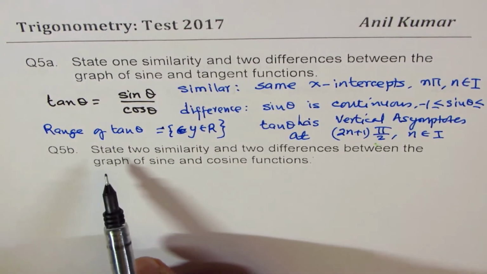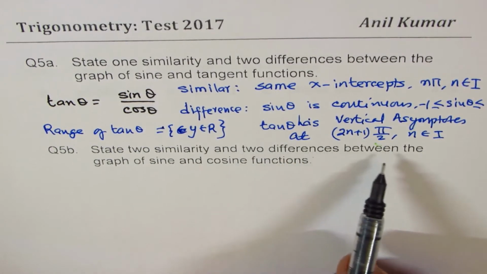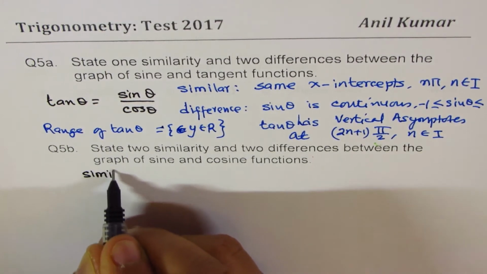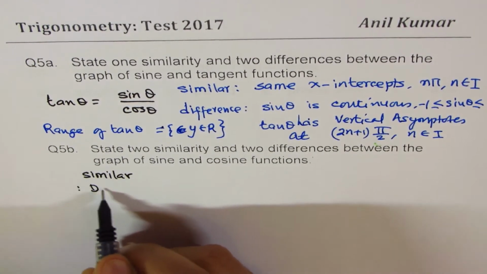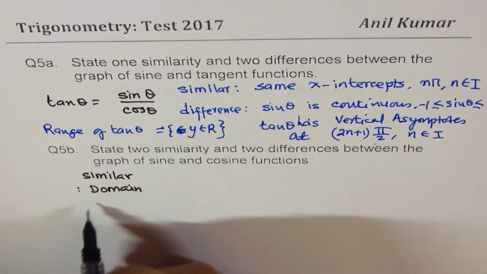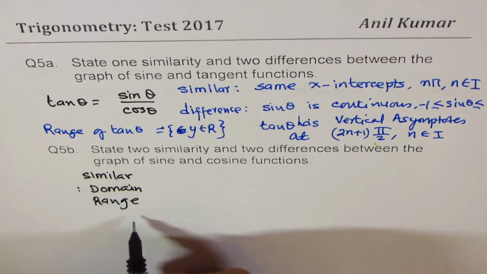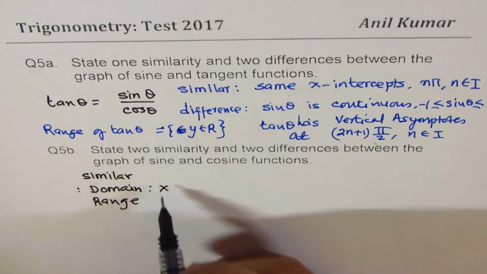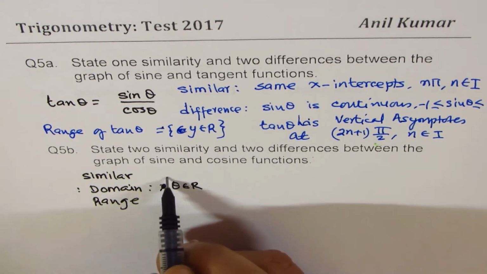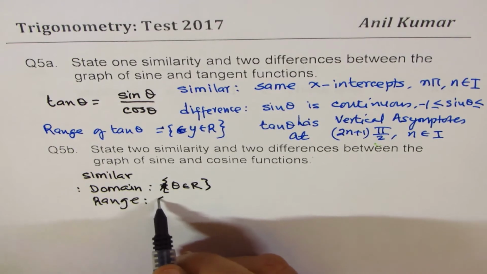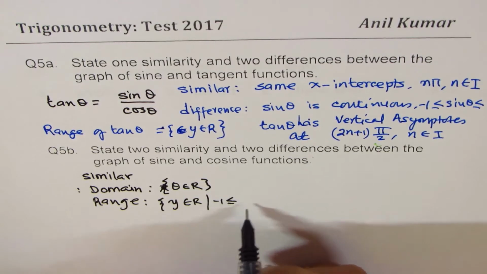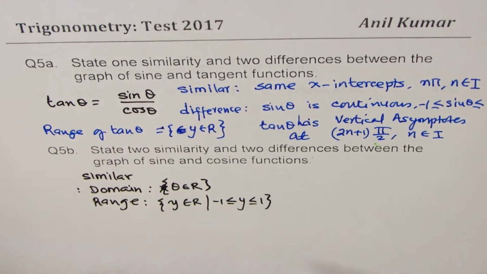Now I've added part B, saying state two similarities and two differences between the graphs of sine and cosine. So how are they similar? They are similar in domain and also in range, correct? So that is their similarity. As far as the domain is concerned, theta belongs to real numbers. And as far as range is concerned, y is between -1 and +1, right? So these are important similarities.